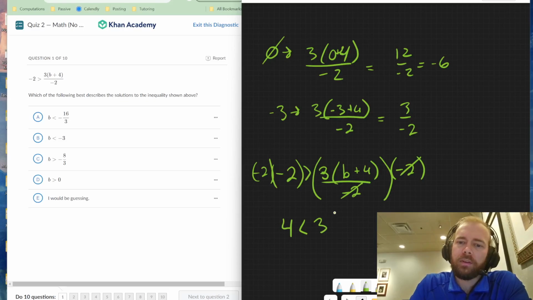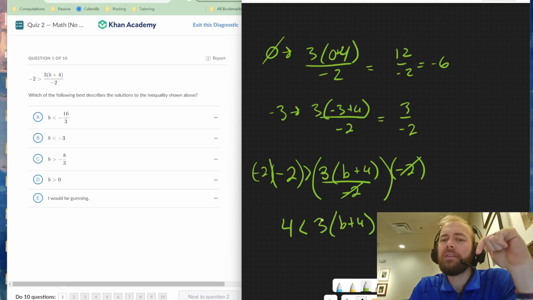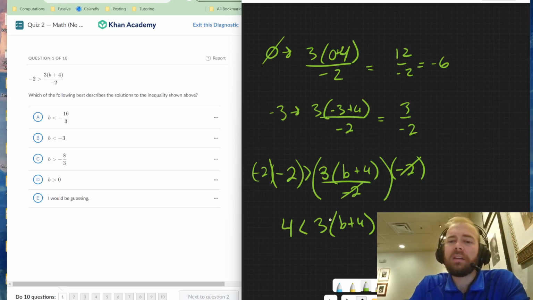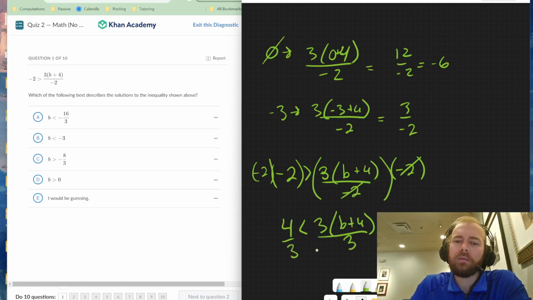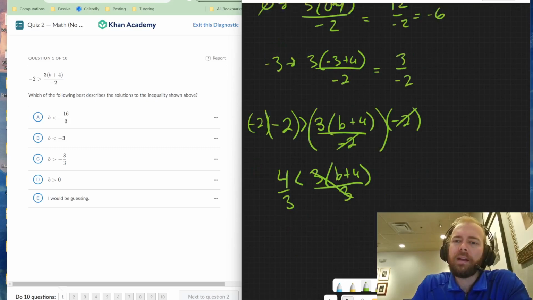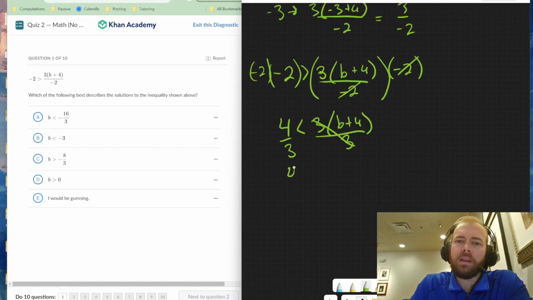So there's that. All right, and then we have b plus 4. And then at this point, you could either distribute the 3 or you could just divide it. You could do either one. I'm going to divide, actually, because I think that's less work. So then I have that. And then I have 4/3 less than b plus 4. I would subtract 4 from both sides.